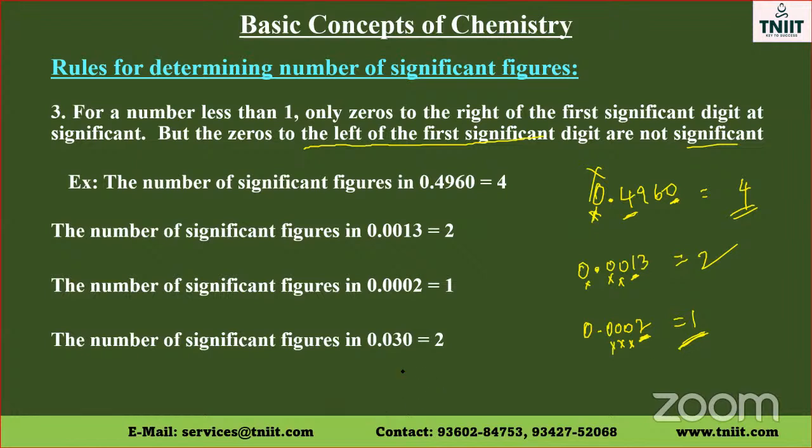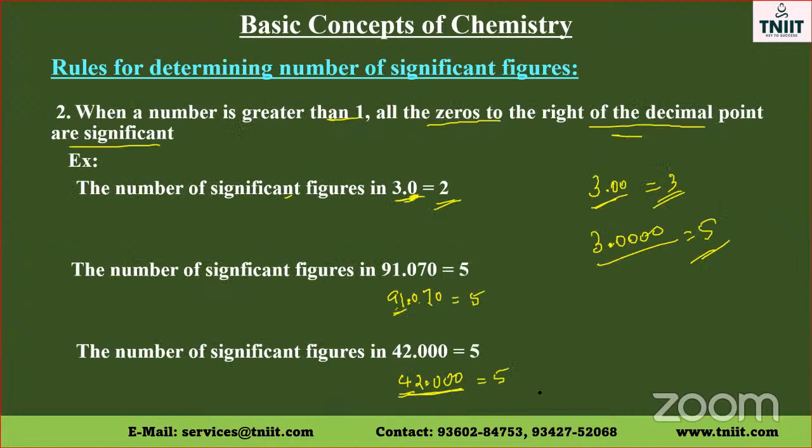We'll work on it. Now, the last example, in this case, 0.030. The first significant figure is 3. The 0 which is before 3 is not significant. So the number of significant figures of 0.030 is 2. The first point is all the non-zero digits are significant.